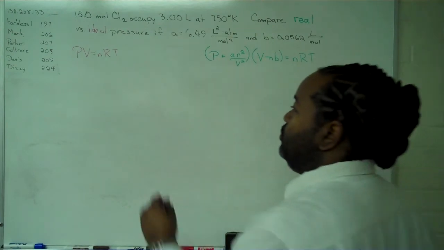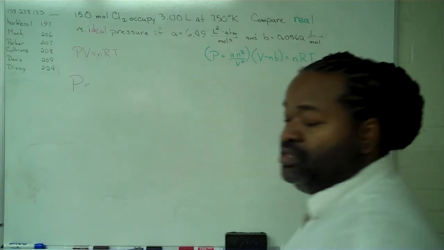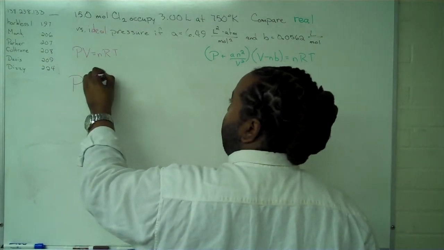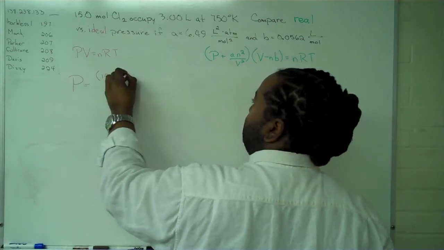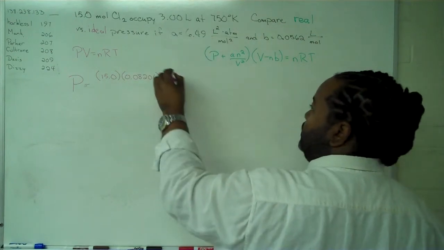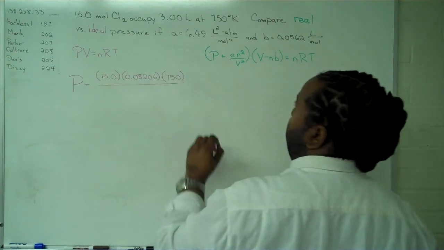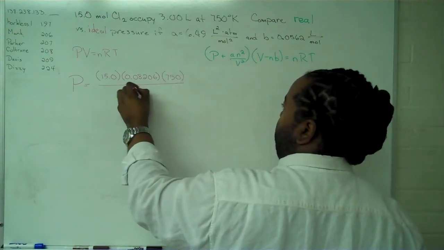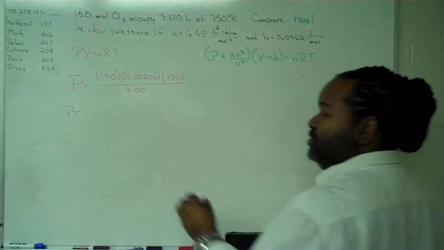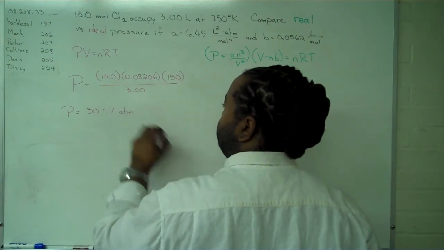So for the ideal pressure, we have P equals nRT over V, and I'll be suppressing the constants just for ease and speed of writing. So we have our 15 moles of chlorine, we have our ideal gas constant, and we have the temperature, which this time is already given in Kelvin. We're going to divide that by the volume, which is 3 liters. So ideally, the pressure we should find is 307.7 atmospheres.